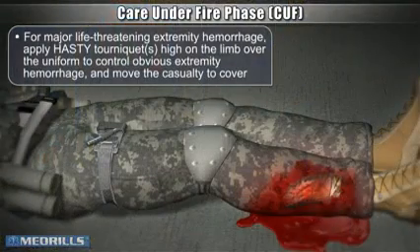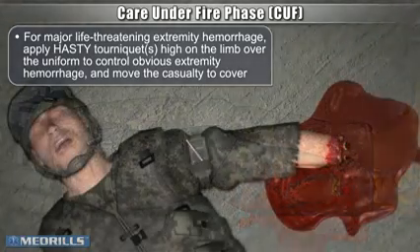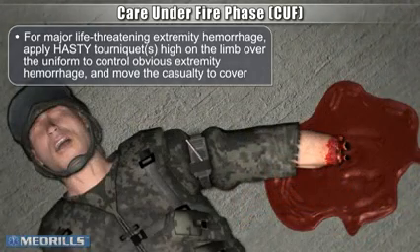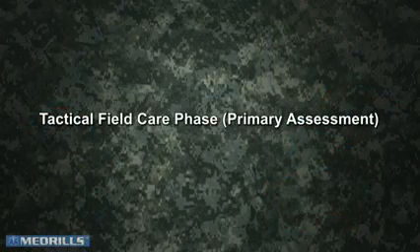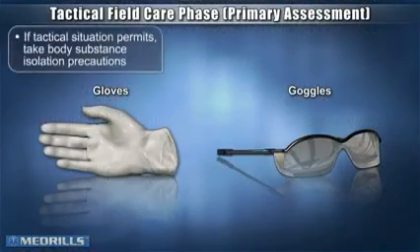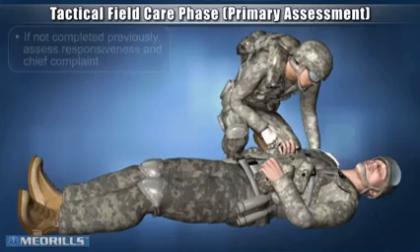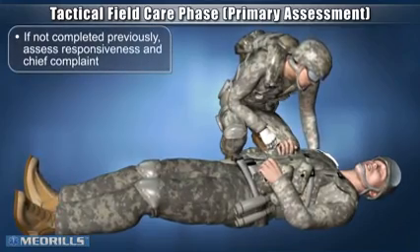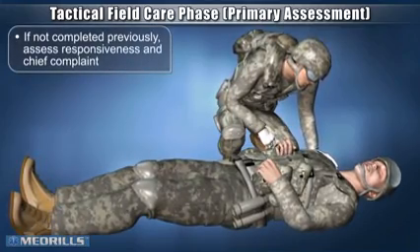For major life-threatening extremity hemorrhage, apply hasty tourniquets high on the limb over the uniform to control obvious extremity hemorrhage, and move the casualty to cover. Tactical field care phase. If tactical situation permits, take body substance isolation precautions. If not completed previously, assess responsiveness and chief complaint.